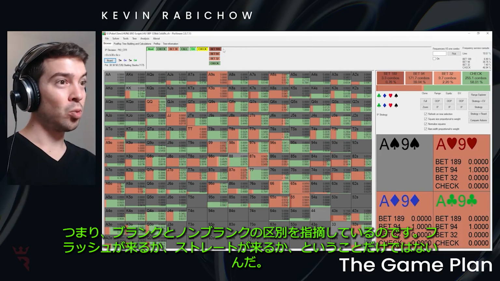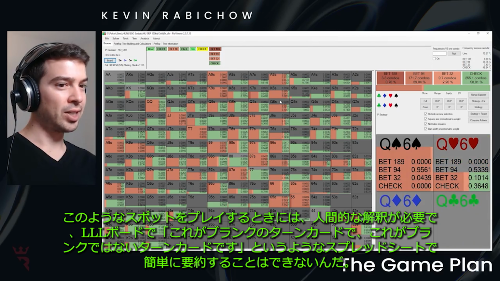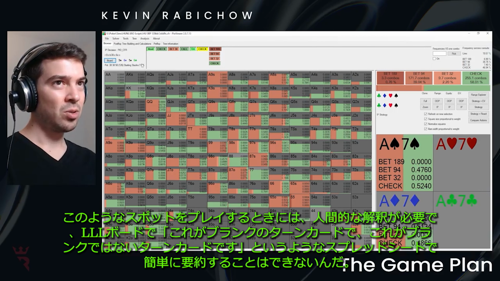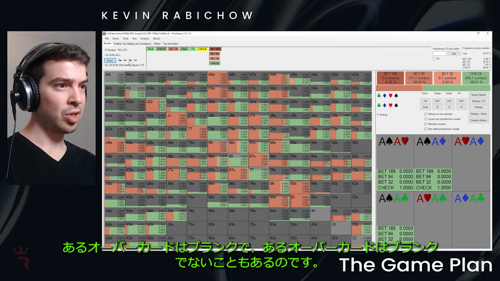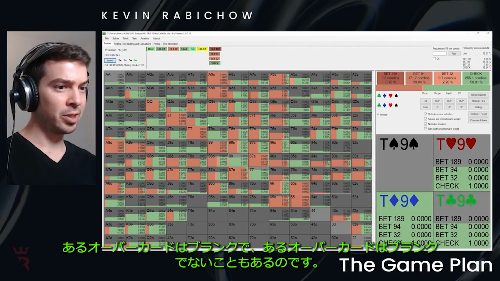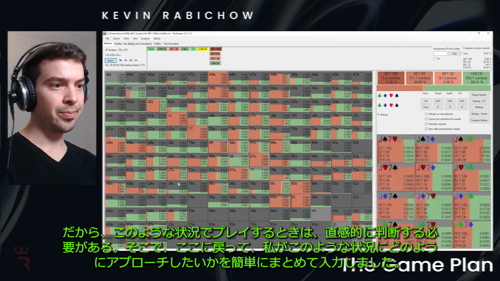So it's pointing to the distinction between blank and not blank. It isn't always just about whether a flush comes in or whether a straight comes in. There's a little bit of human interpretation that's necessary when you're playing these spots that I can't so easily summarize in a spreadsheet that says these are your blank turn cards and these are your not blank turn cards. On different low, low, low boards, some overcards are blank, some overcards are not blank. So that's something that you're going to have to intuit when you're playing these situations.